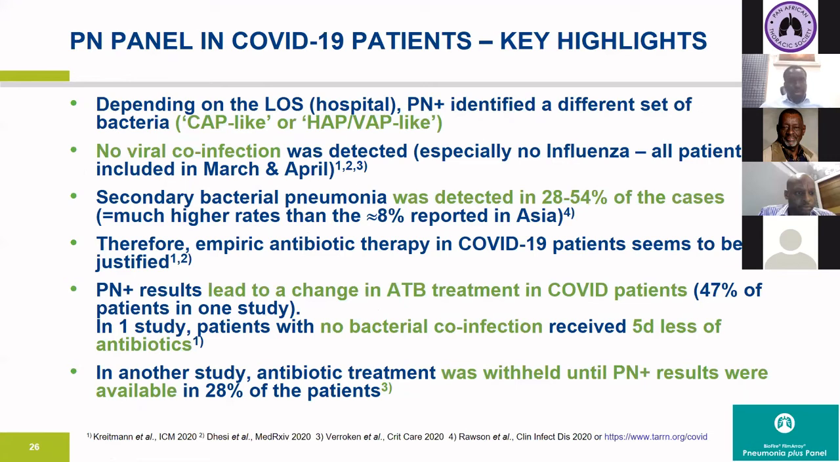First of all, depending on the length of stay, it was able to identify a different set of bacteria in specific patients. In certain cases, no viral co-infection was detected. It was also important in picking secondary bacterial pneumonia, which was a study in Asia, and also where empiric antibiotic therapy could then be justified, or the change of antibiotic treatment could then be effected. So basically, also in another study, antibiotic treatment was withheld until the pneumonia panel results were available in 28% of patients. So instead of going straight forward for empiric treatment, they waited for the results for these patients who were COVID-19 positive, and then were able to institute treatment based on those results.